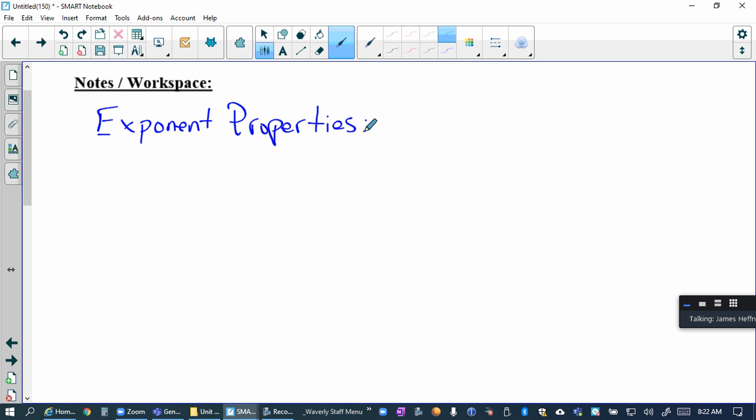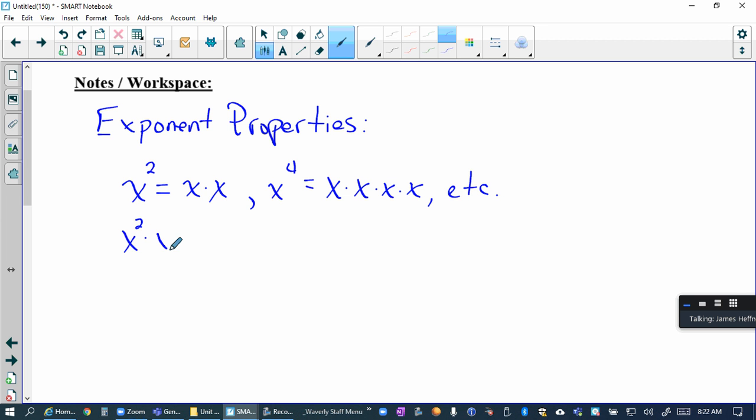Okay. So for example, if I have x squared, what does that really mean? Isn't it just x times x? Right? And what does x to the fourth mean? X by x by x by x, etc. So you get the idea there. But what if I multiplied those two things? What would it mean to write x squared times x to the fourth?